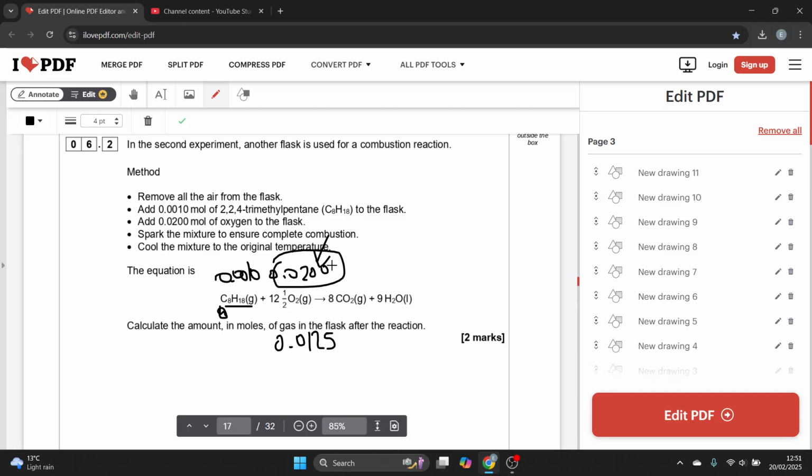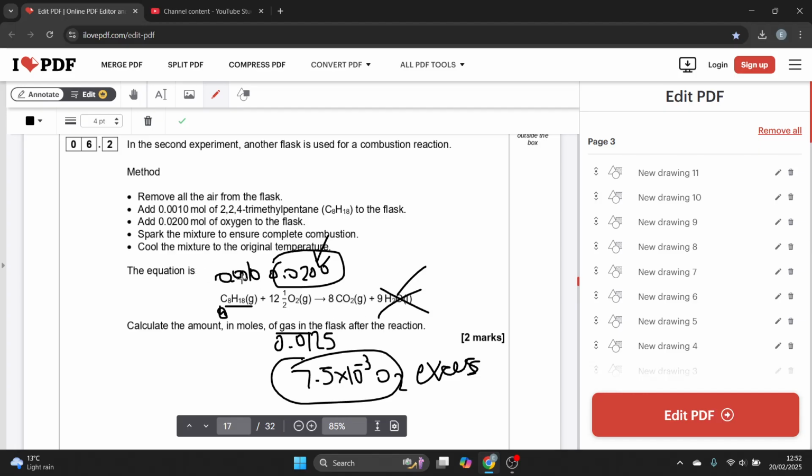So I've got 0.0200 minus 0.0125. I've got 7.5 times 10 to the power minus 3 moles of oxygen in excess. So that's after the reaction, in excess. So I've got that. But I've also got 8 CO2 and 9 H2O. I do not care about 9 H2O because it's a liquid. We're trying to find out moles of gas after reaction, so we don't care about that.